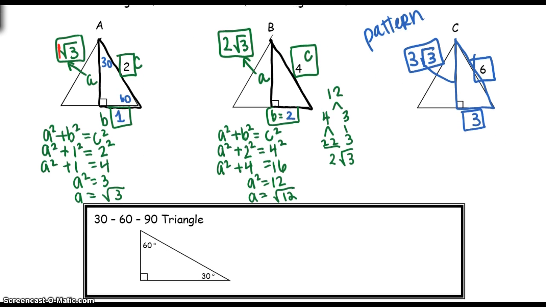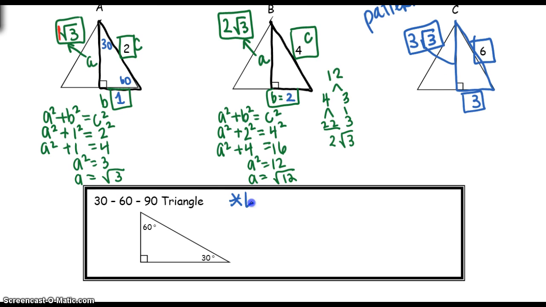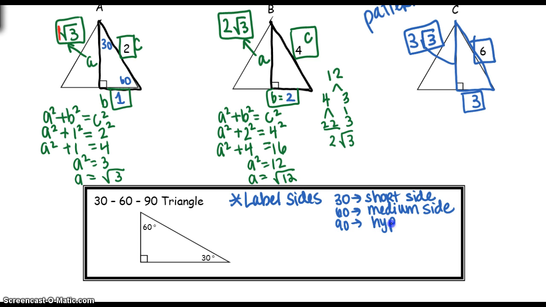So the 30, 60, 90 triangle. The first thing you want to do is you want to label the sides. Okay? I call the side across from the 30 a short side, because it's the shortest side of the triangle. I call the side across from the 60 the medium side, and then the one across from the 90 is always the hypotenuse. Okay? So this one would be your medium side because it's across from 60. This one will be your short side, and that's going to be your hypotenuse.